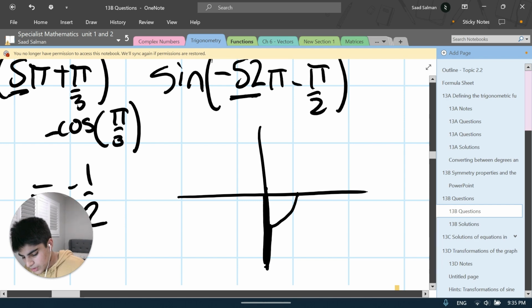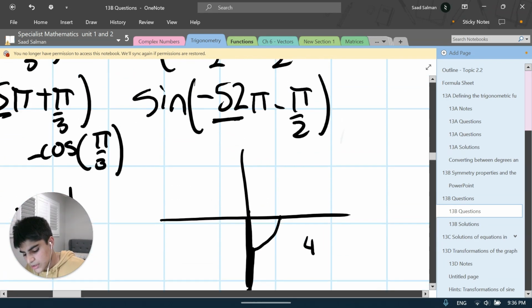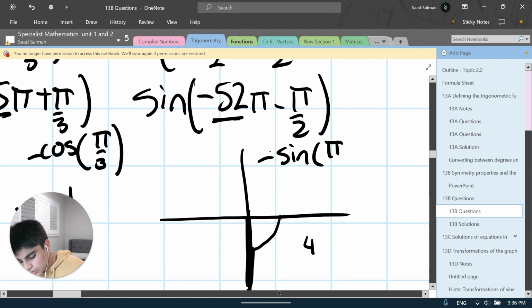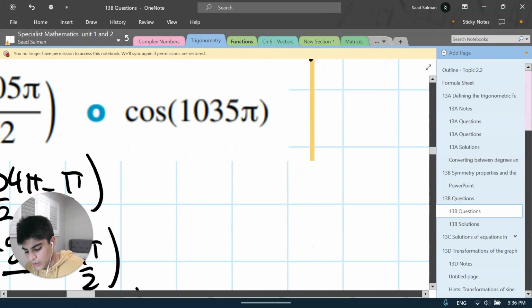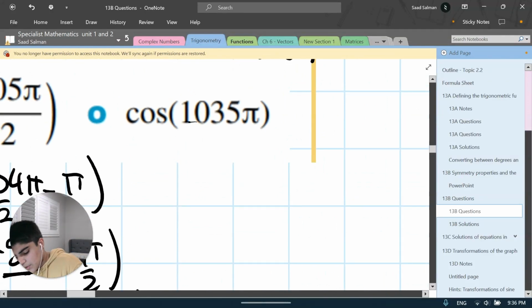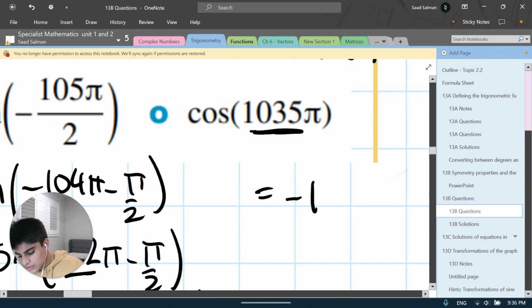But for modeled working, because this is in the fourth quadrant, we would say that this is equivalent to negative sine pi on 2. Sine pi on 2 is 1, which equals negative 1. Cosine 1035 pi: because this is a negative coefficient, we know that this equals negative 1.